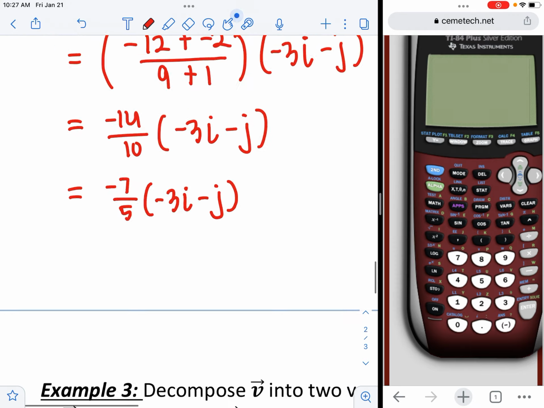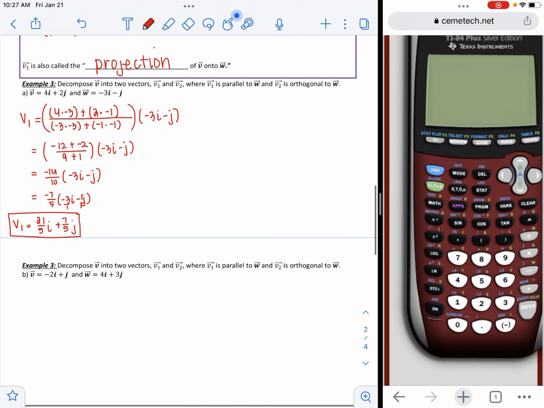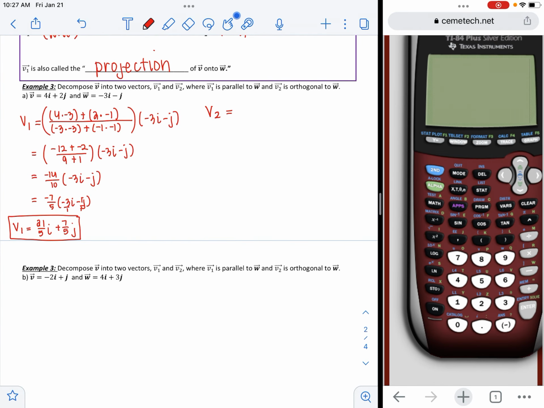All right, now I need to distribute, and I'll have vector v1. So I'm going to put v1 equals. Remember, this is just 3 over 1, and this is 1 over 1. So I have positive 21/5 i. Negative times a negative is a positive 7/5 j. Positive 21/5 i plus positive 7/5 j. That's v1. So if you look at the actual process, it's not difficult, but just making sure you know the formulas, I guess, is the difficult part.